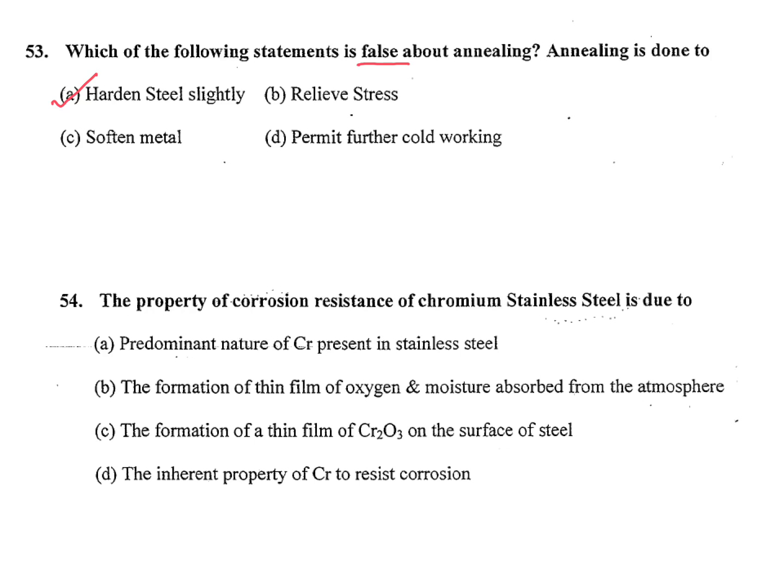Next question. The property of corrosion resistance of chromium stainless steel is due to: A. Predominant nature of chromium present in stainless steel. B. The formation of a thin film of oxygen and moisture absorbed from the atmosphere. C. The formation of a thin film of Cr2O3 on the surface of steel. D. The inherent property of chromium to resist corrosion. The answer is C, the formation of a thin film of chromium oxide on the surface of steel.